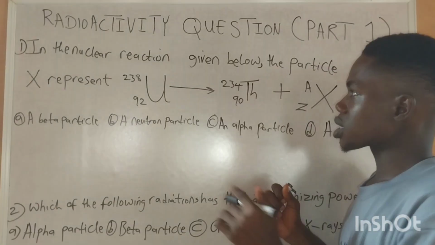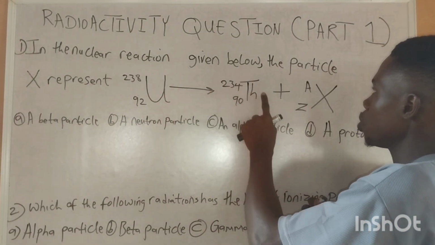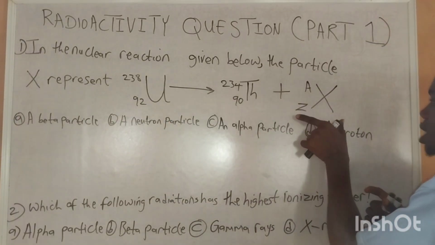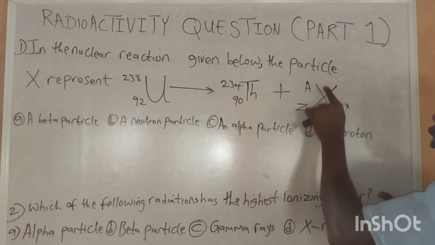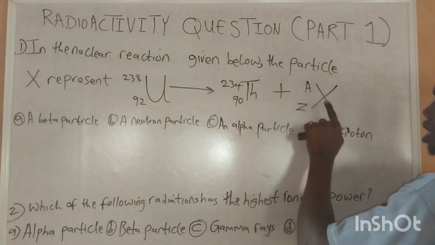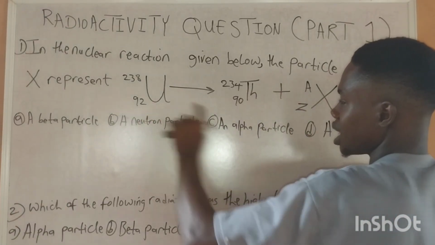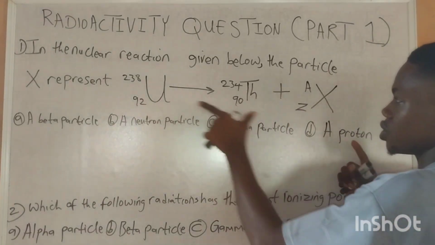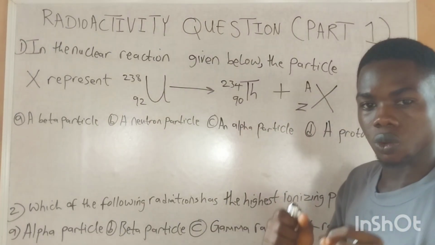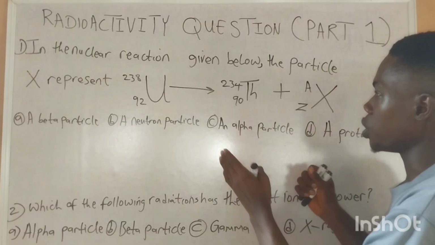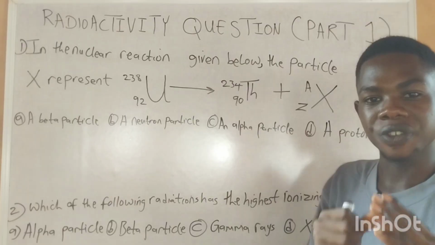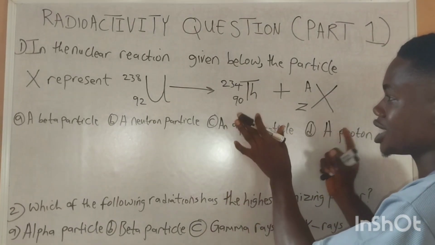The first question says: in the nuclear reaction given below, the particle S represents what? If you look at this very well, this reaction simply represents a nuclear reaction. In one of my previous teachings on radioactivity on my YouTube channel, I talked about nuclear reactions. If you have not watched that video, I want you to watch it. Now I'll be answering this JAMB question.